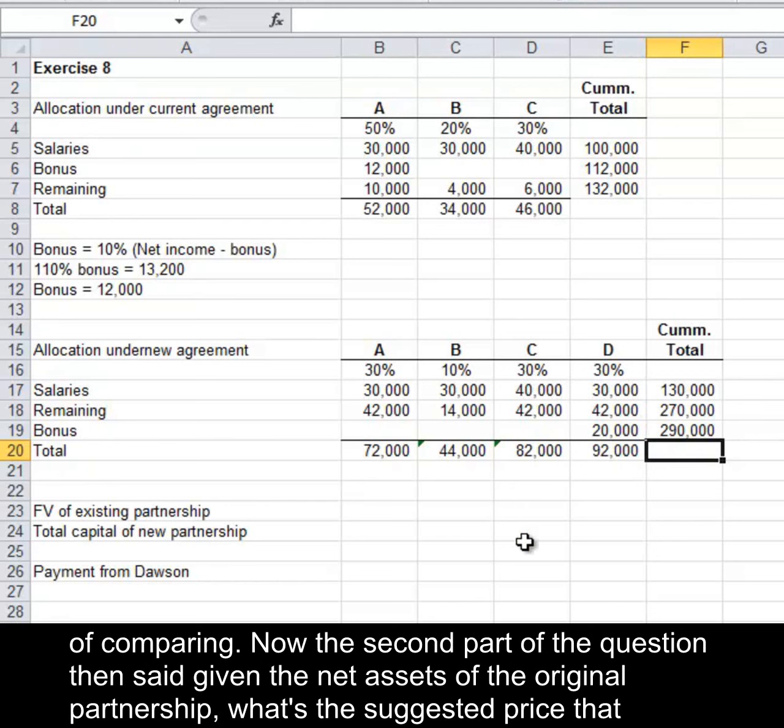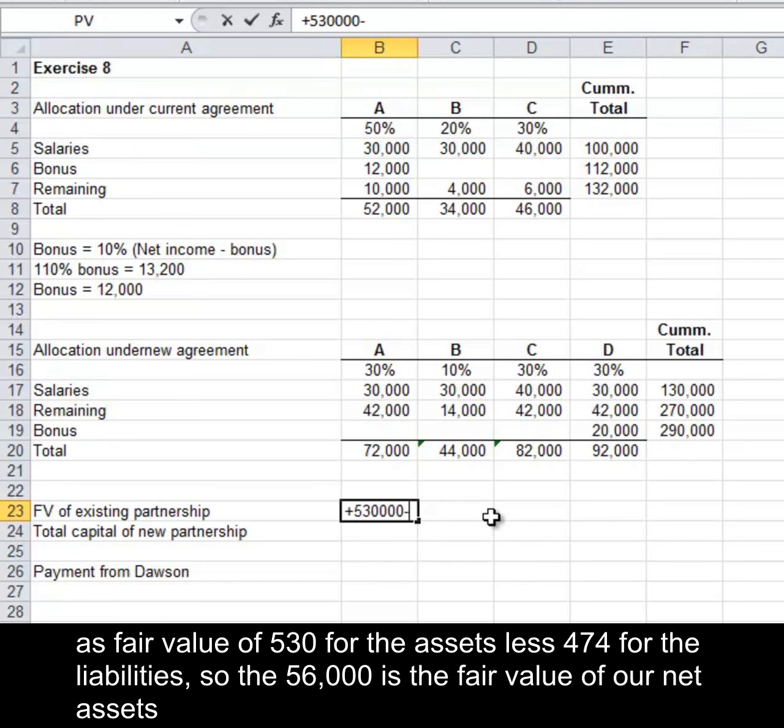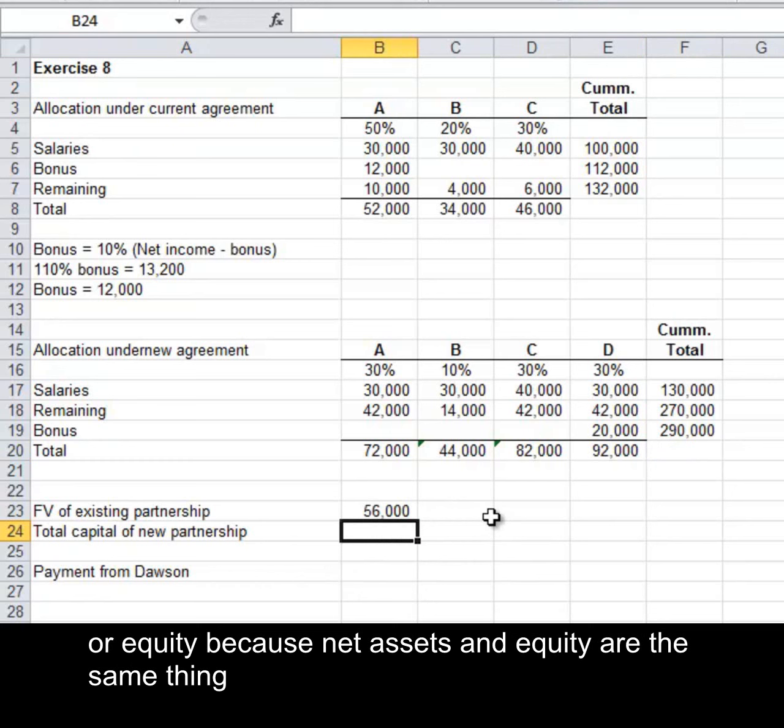Now the second part of the question said, given the net assets of the original partnership, what's the suggested price that Dawson would pay? And this is similar to what you're going to do in your homework. The existing partnership, the amounts are given in the book as fair value of 530 for the assets, less 474 for the liabilities. So the 56,000 is the fair value of our net assets or equity, because net assets and equity are the same thing.